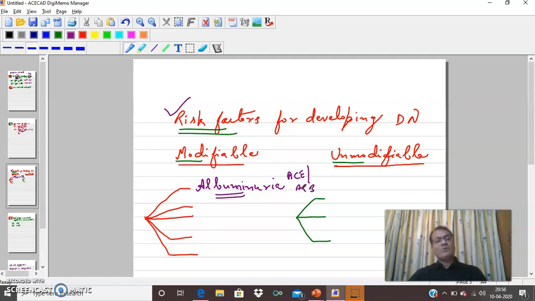Now, the next important modifiable risk factor is uncontrolled diabetes mellitus. So if the glucose remains high in these patients, then there is a risk to develop diabetic nephropathy. So uncontrolled diabetes, we all know. And the three other risk factors can be easily thought of.